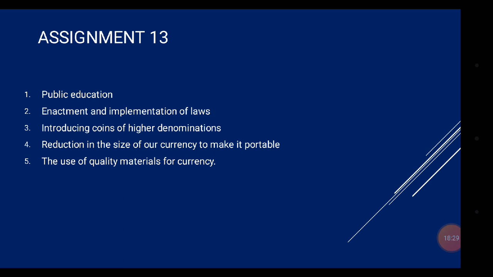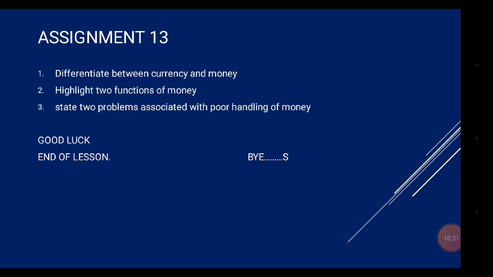I hope that you have learned so much today. Yes. And to test your knowledge on what you have learned, answer the following questions: differences between currency and money, highlight two functions of money, state two problems associated with poor handling of money.